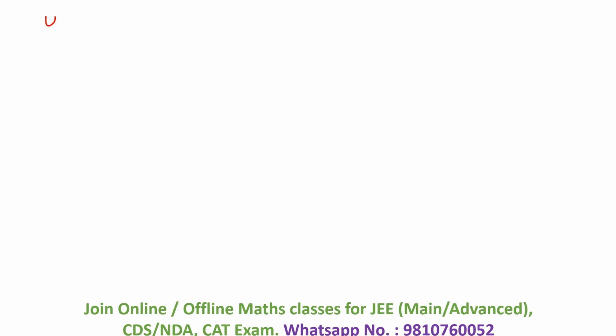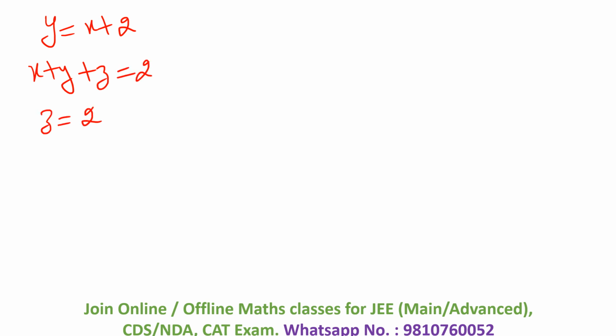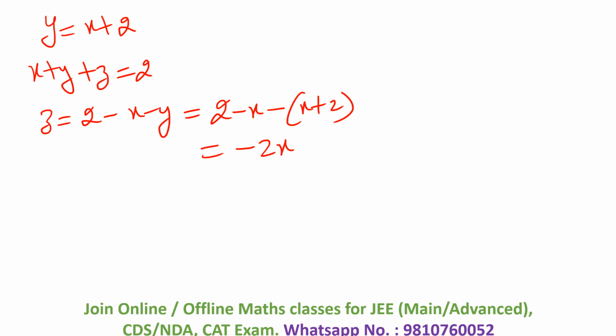Now students, we have y equal to x plus 2. We have x plus y plus z equal to 2. So that means from here I can say z equal to 2 minus x minus y, which can be further written as 2 minus x. In place of y, I can put x plus 2. So this becomes minus 2x, right? That means z is nothing but minus 2x.